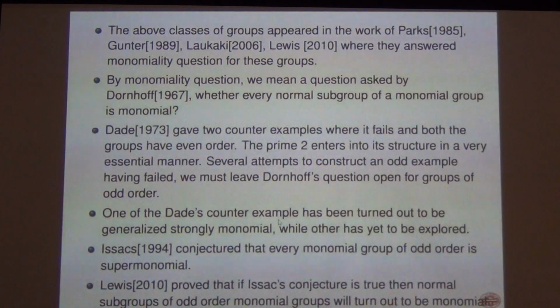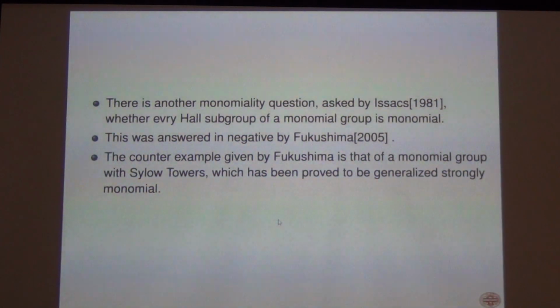And Lewis proved that if Isaac's conjecture is true, then all subgroups of odd order monomial groups will turn out to be monomial. And also, there was another monomiality question: whether every subgroup of a monomial group is monomial. Fukushima gave an answer in the negative. And the counterexample given by Fukushima also happened to be generalized strongly monomial.